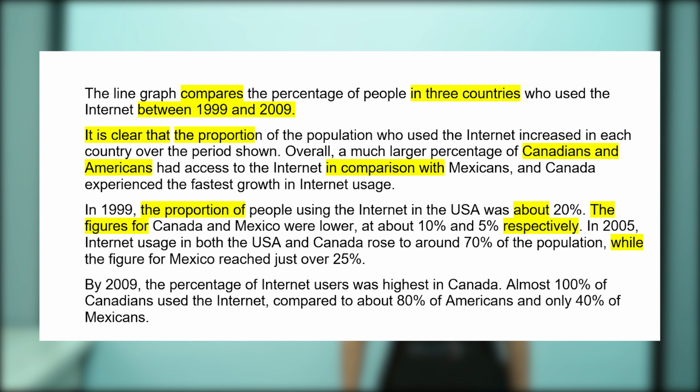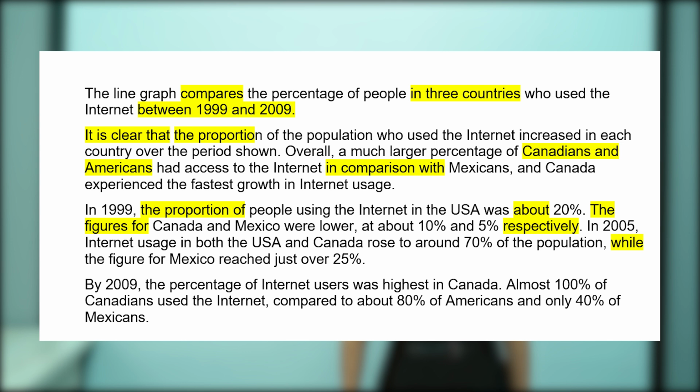Next one is Canadians and Americans. We don't have to use the country all the time. We can use their nationality. For example, we don't have to write down England all the time. We can say British or Britons. Next one is comparison vocabulary. For example, in comparison with or compared to. We can use these phrases to compare our graph.